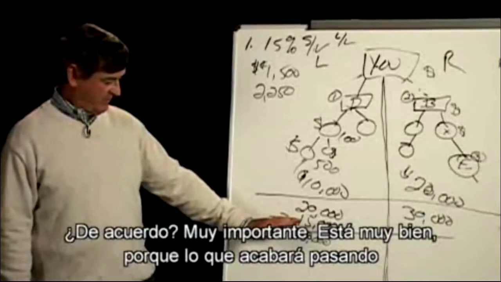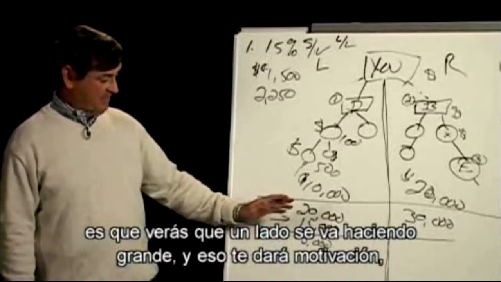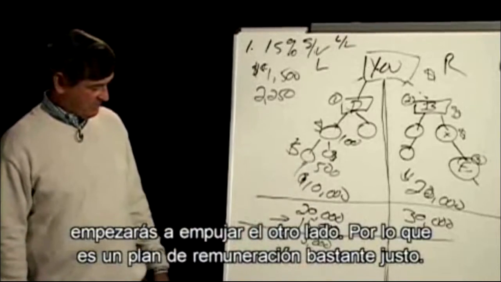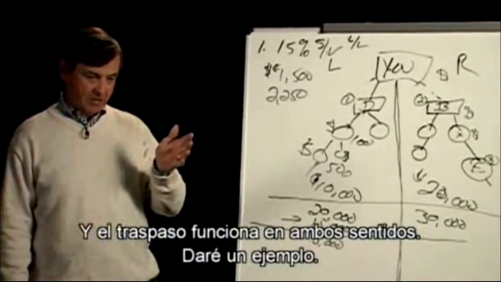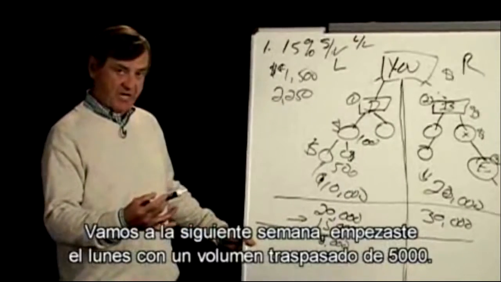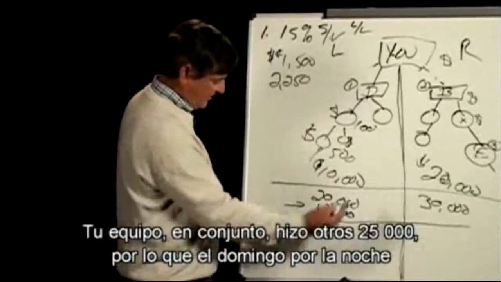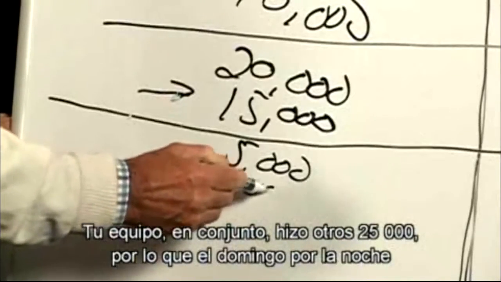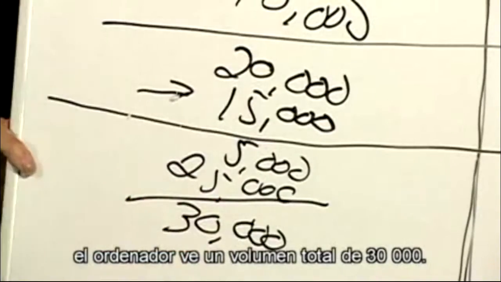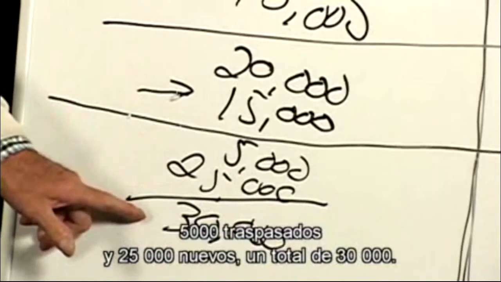All right, very important. And it's kind of fun because what will end up happening is you might see one leg get bigger and bigger and bigger, and that's a motivator. You start chasing from the other side. So it's a very fair compensation plan. But it goes both ways, this carryover. Let me give an example. Let's say that going into this next week, where you started Monday morning with this carryover volume of 5,000, your team collectively did another 25. So Sunday night, the computer sees 30,000 in total volume: 5,000 carryover, 25,000 new for a total of 30,000.